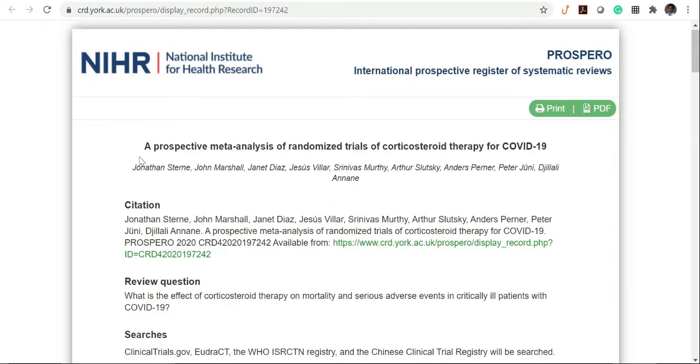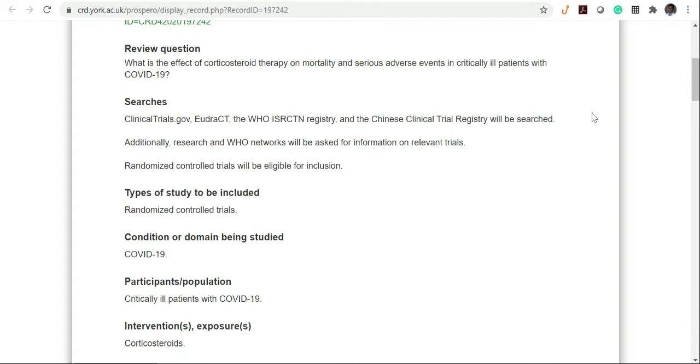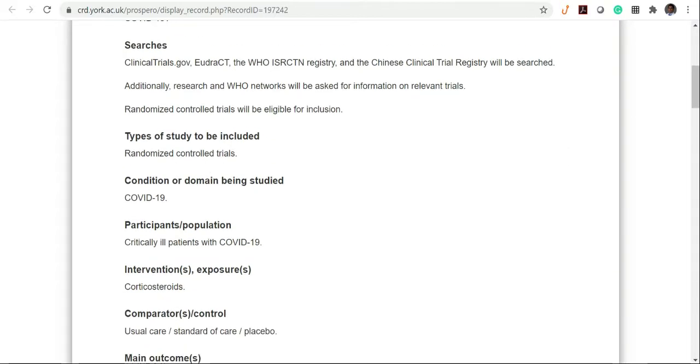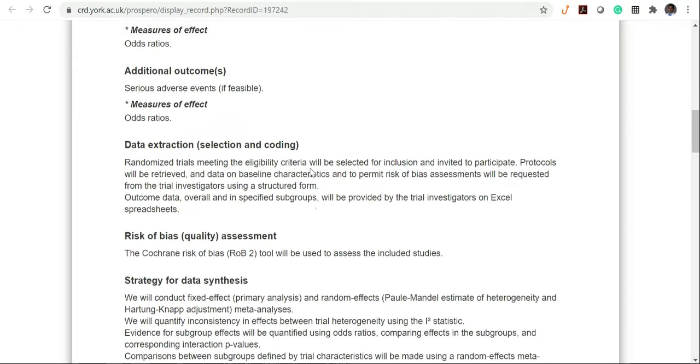As we can see, it is a prospective meta-analysis of randomized trials of corticosteroid therapy in COVID-19. All the authors are listed. Their review question is listed there. The search sites that they used are listed. What type of studies to be included are listed. And just the same information that we have seen previously as well.